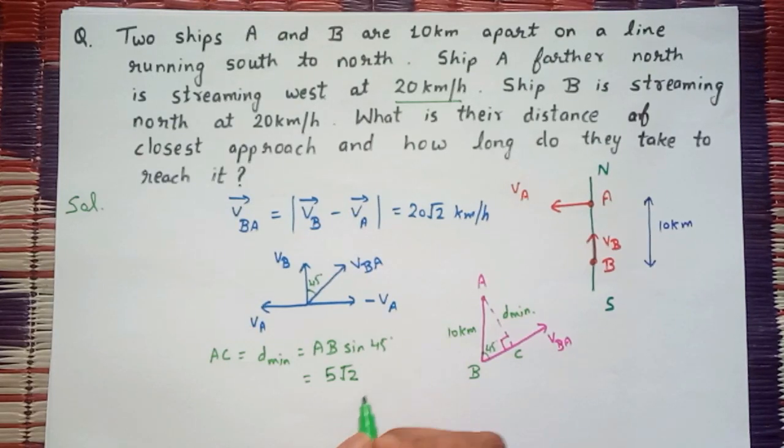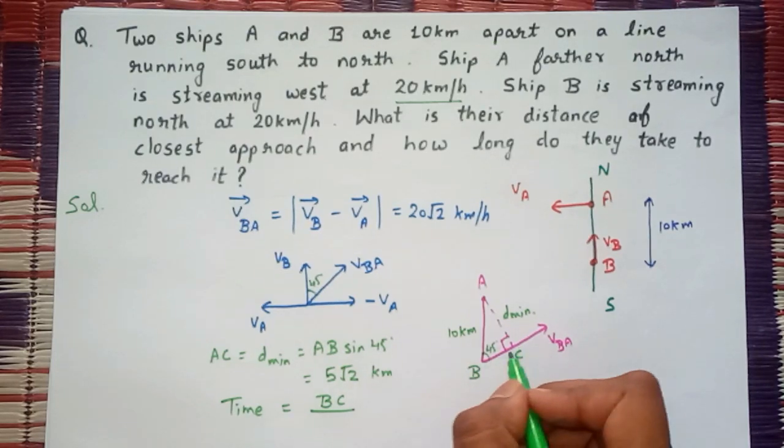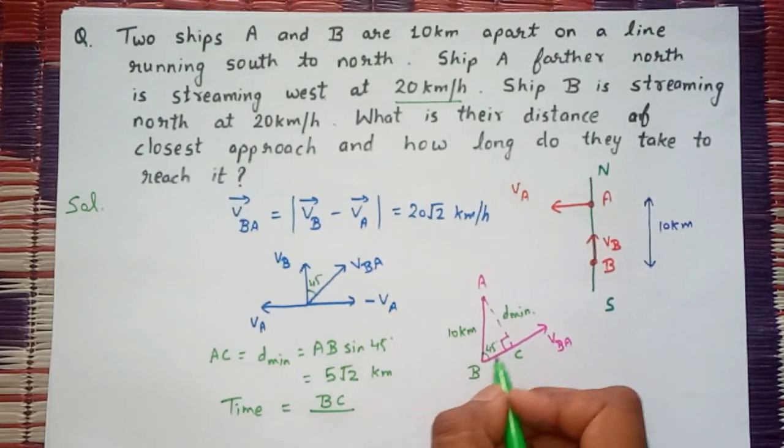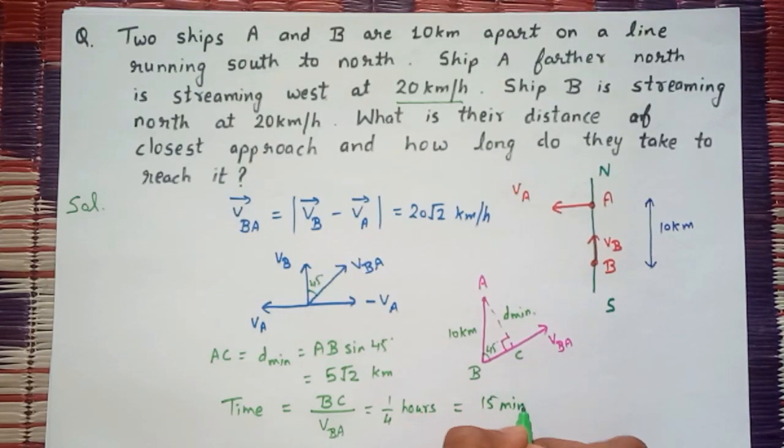And the question is also asking for the time. So what will be the time? Time will be this distance BC upon speed. Speed in this direction is VBA. Hence it will be 1 by 4 hours, or I can say 15 minutes.